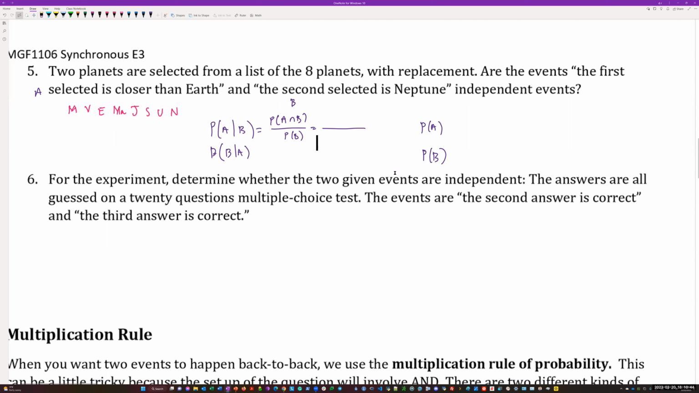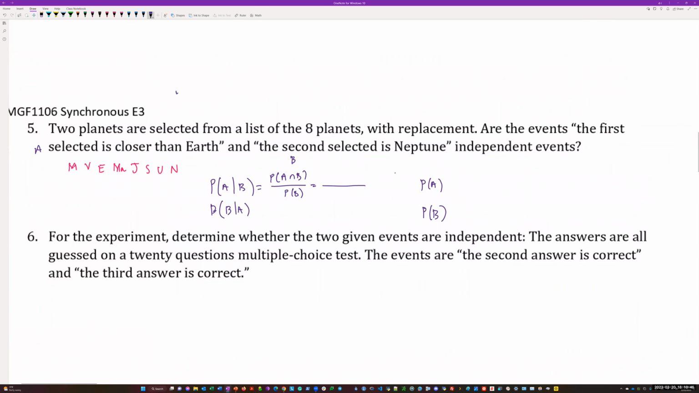Now, this is not that simple, okay? The probability that the second selected is Neptune, or let's just call it B because I called it B before. The chances the second thing is Neptune, we can either think of that as, if we're going to get Neptune, it could either happen given the fact the first one selected was not Neptune, or the first one selected was Neptune. Those are the two cases we have to break it up into.